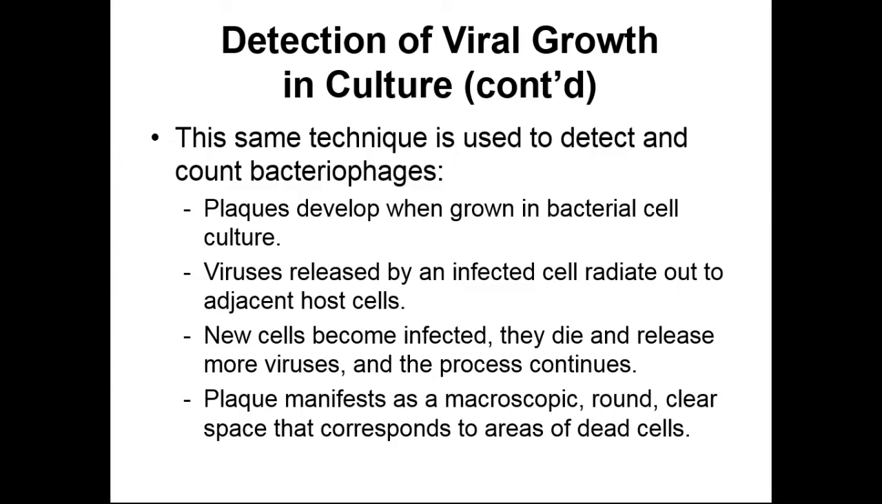As a new cell gets infected and dies from the bacteriophage, it releases more bacteriophages, which infect adjacent cells, which then kill those adjacent cells and affect the next layer of adjacent cells. And as the plaque gets bigger and bigger, bigger plaques mean more virulent pathogens, smaller plaques mean less virulent pathogens.